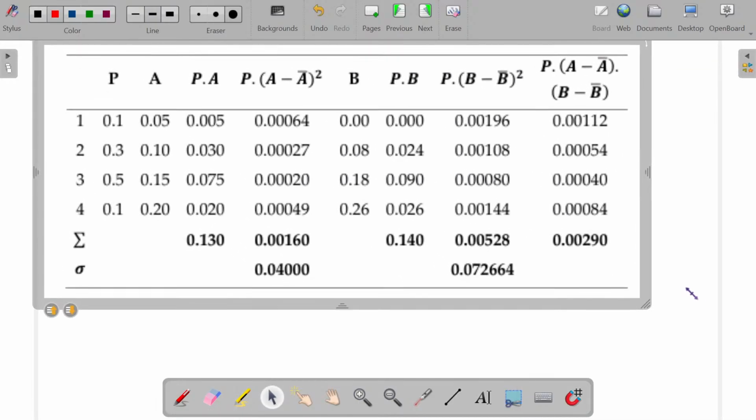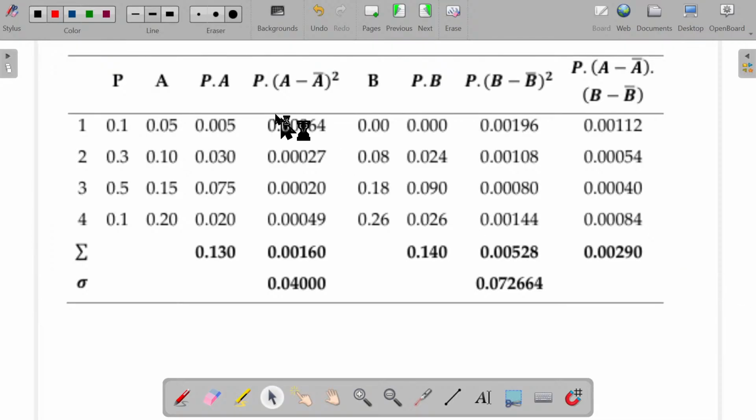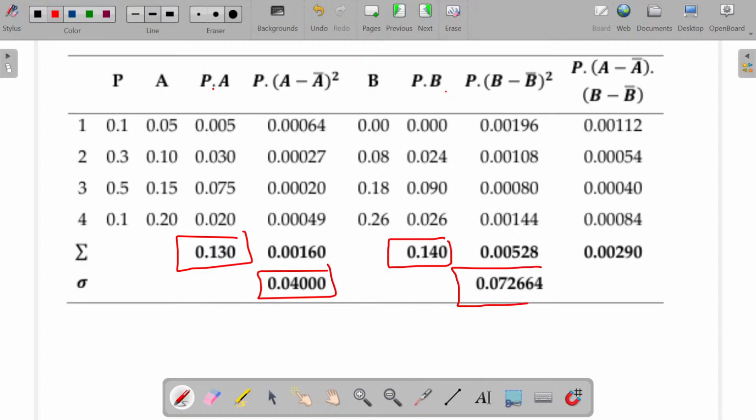Investing only in A and B. This is the expected return of investing only in A. This is the standard deviation. In case you are investing in B, this will be your return. This will be the standard deviation.